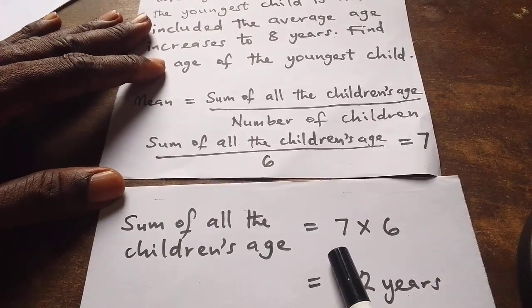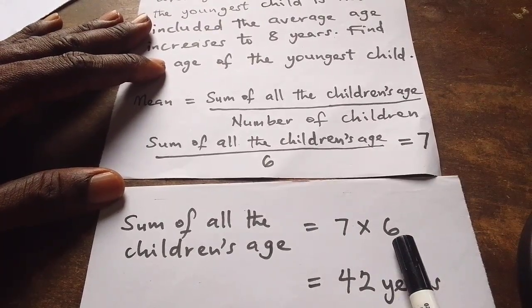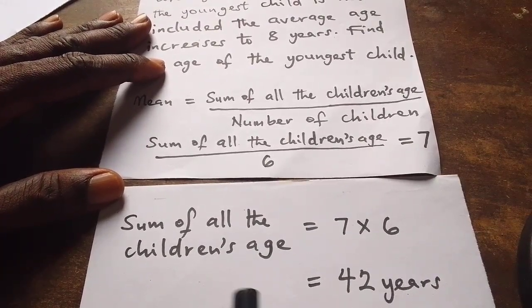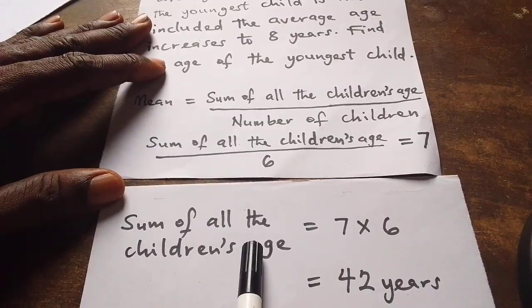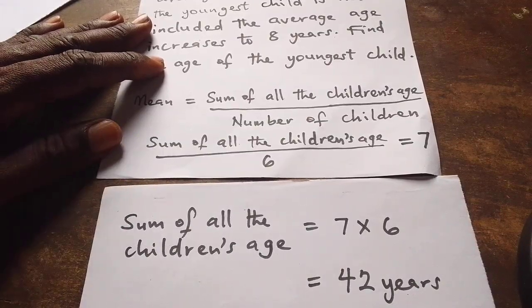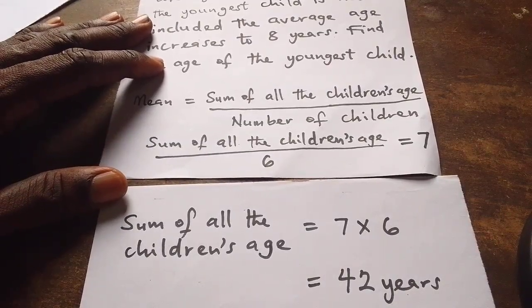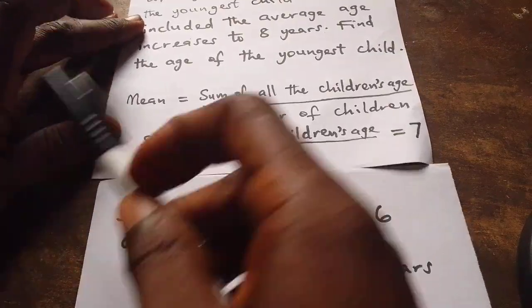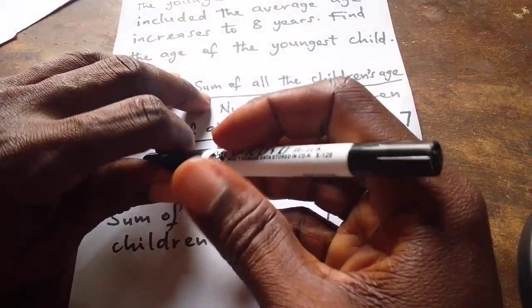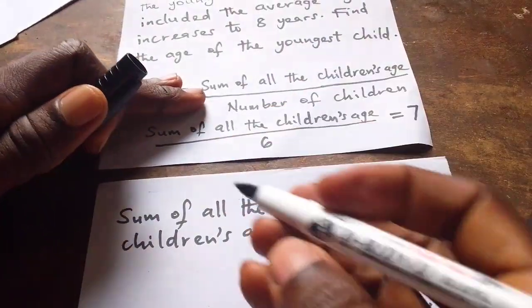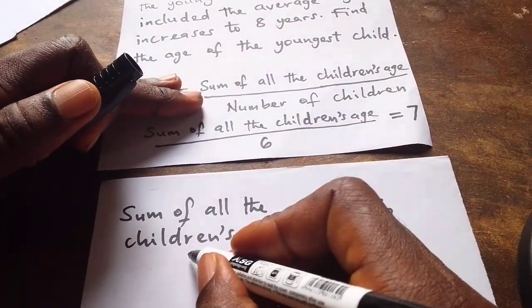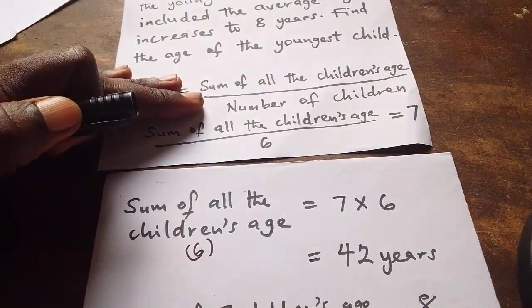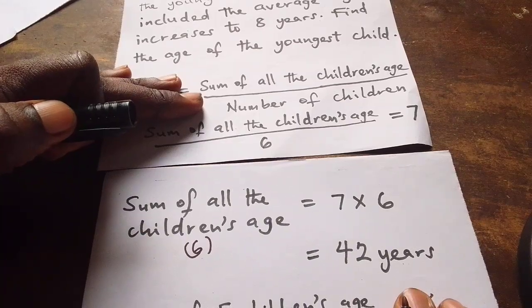So now multiply 7 by 6, which will give us 42 years. So the sum of all the children's ages, that means the sum of the 6 children's ages, we are having 42 years.